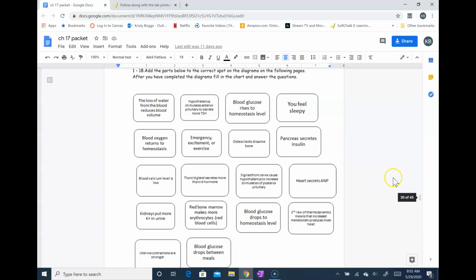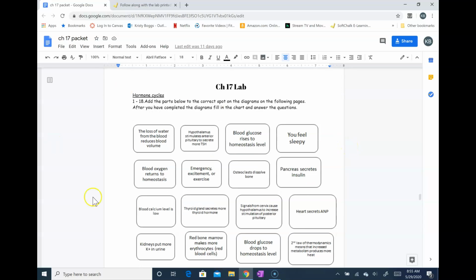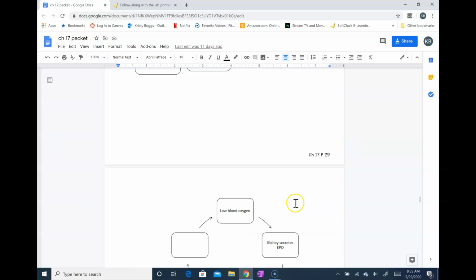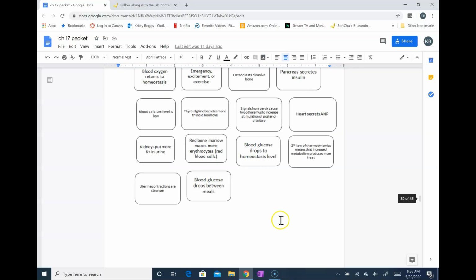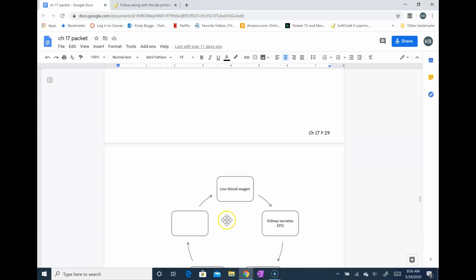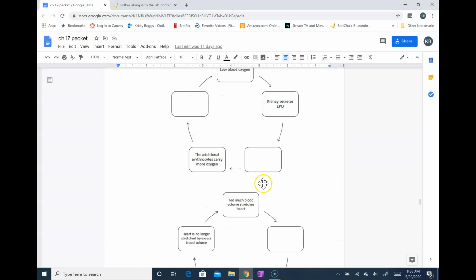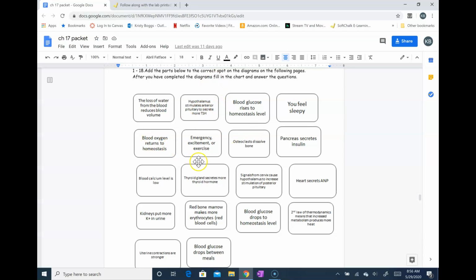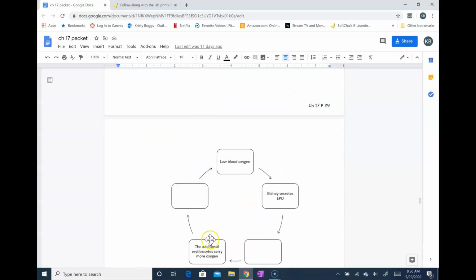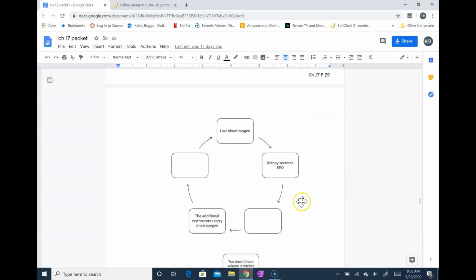Here is the Chapter 17 lab that's in your binder. It starts off with all of these statements. Then on the next several pages, you have what I call diagrams, and they have blank boxes. These statements fill in these boxes. So on the paper version of this lab, you go through and figure out which of these statements completes these diagrams. The purpose of these is to show how hormones act.